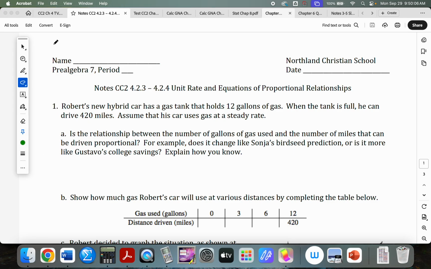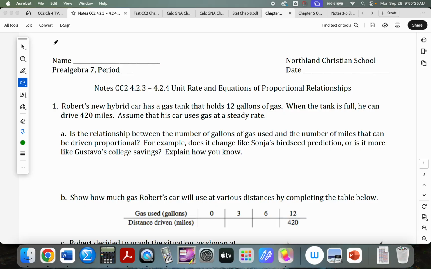Today we're going to continue talking about proportional relationships. We talked a little bit about unit rate last week. We'll talk more about that, and we're also going to talk about equations for proportional relationships. So let's jump into this.